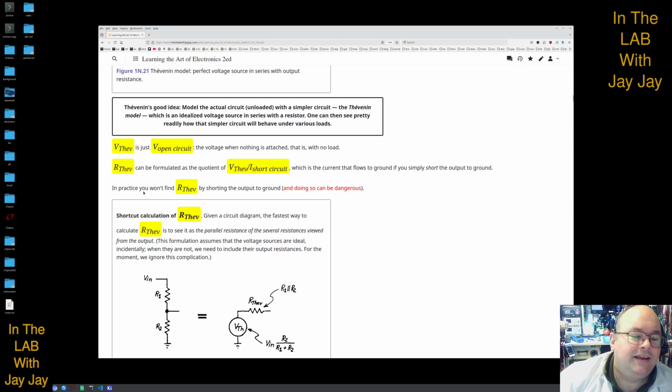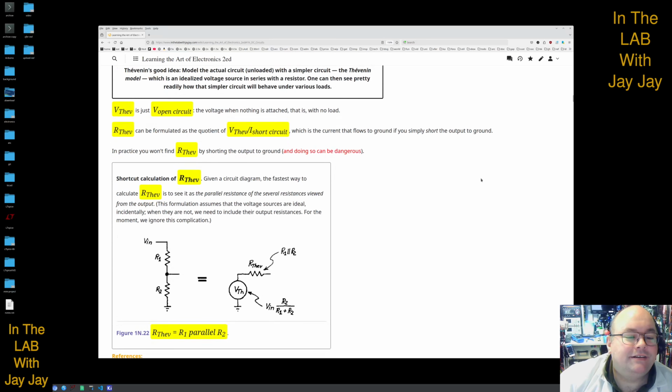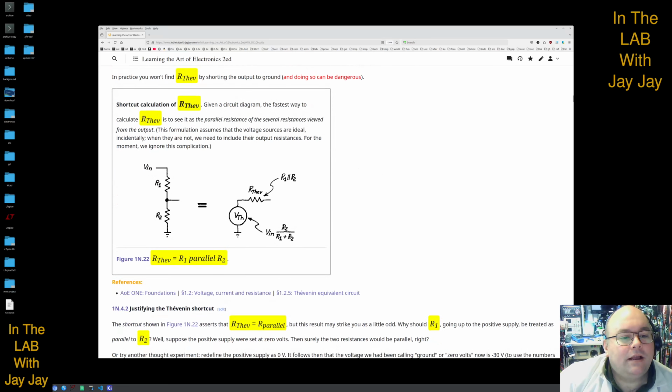Of course, when you attach a load, it affects the voltage, so it's important that you do this without attaching a load. The Thevenin resistance can be formulated as the quotient of the Thevenin voltage divided by the short circuit current, which is the current that flows to ground if you simply short the output to ground. But don't do that. In practice, you won't find RThev by shorting the output to ground, and doing so can be dangerous, so don't do that.